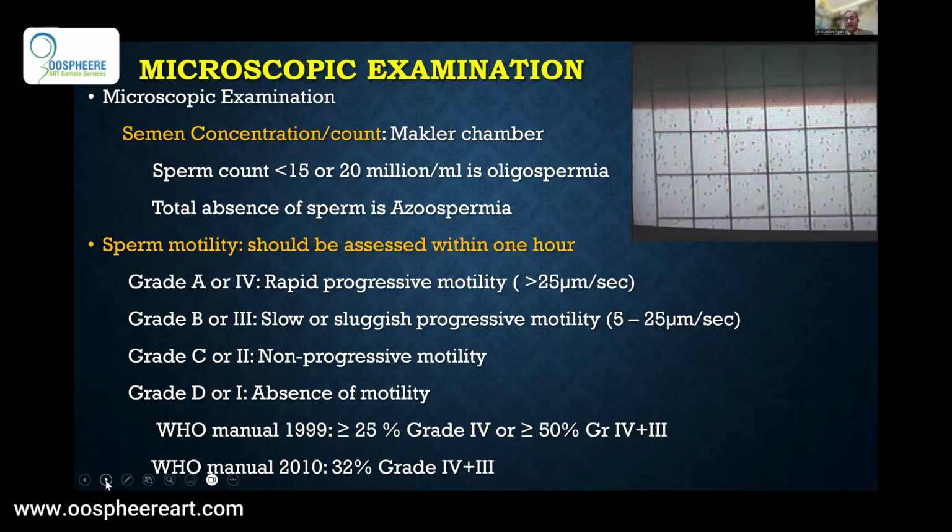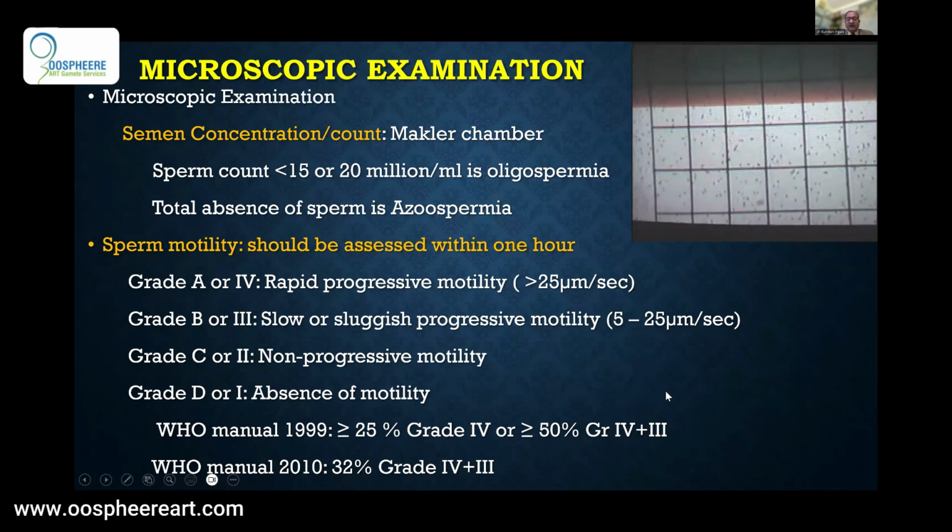In my practice, I still follow the 1999 manual for grade 4 because that gives me more accuracy. So the grade 4 percentage has to be above 25%. But we have seen this, though it is mentioned here that grade 4 is rapid progressive, that is linear progressive, which has a speed of over 25 micrometer per second. Grade 3 has 5 to 25 micrometer per second.